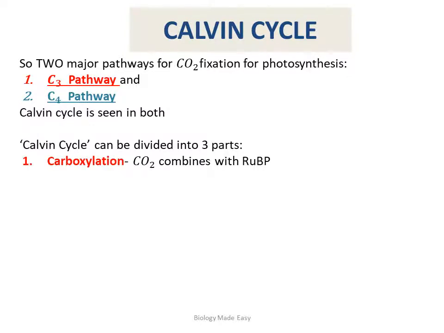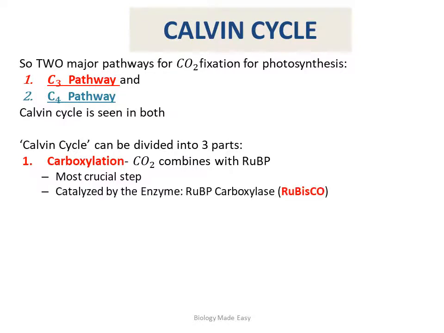The first step is carboxylation. Here, carbon dioxide combines with RuBP, or we can say RuBP is carboxylated. This is the most crucial step because 1 carbon is added, and it is catalyzed by a well-known enzyme, RuBP carboxylase, or more affectionately Rubisco. O is for its oxygenase action that we shall discuss in the third part of the lecture.